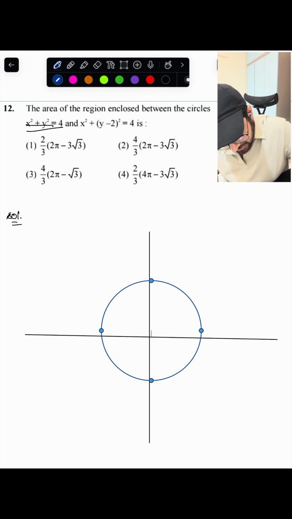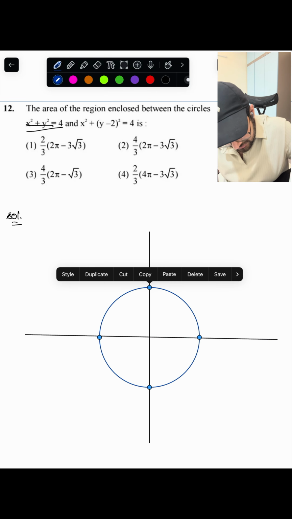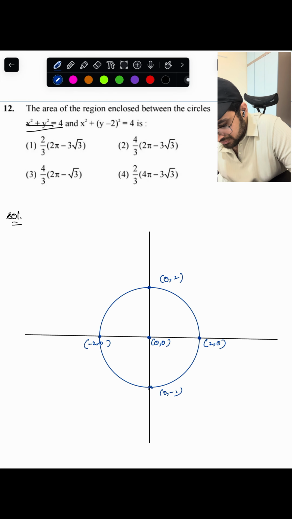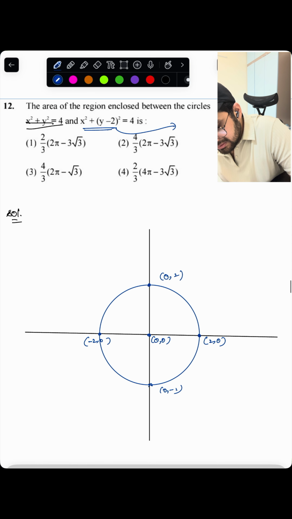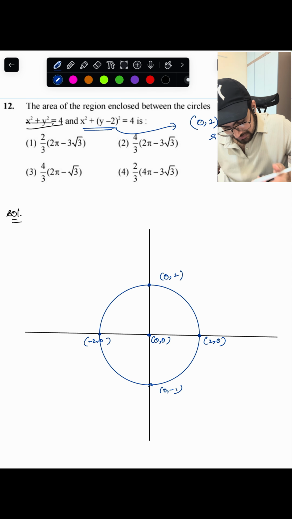This is the circle. Center is 0, 0 and radius is 2, so it is 2, 0. This is 0, 2 and this is 0, minus 2. This is minus 2, 0. Now coming to this circle, the center is 0, 2 and radius is 2. Clearly this should be the center, with the same radius.